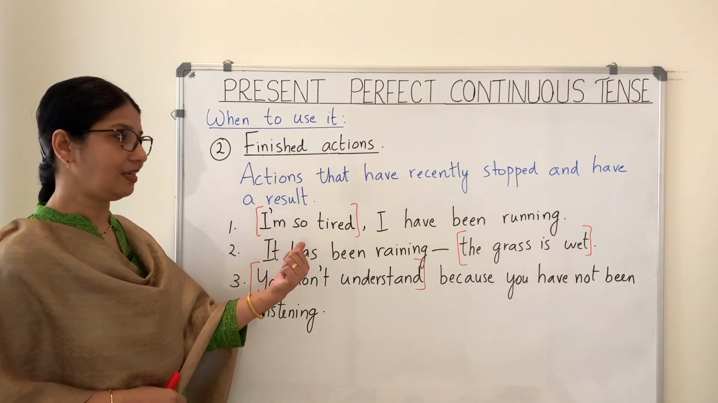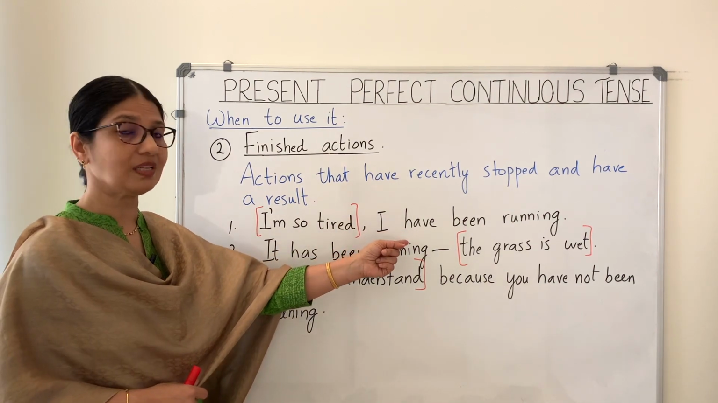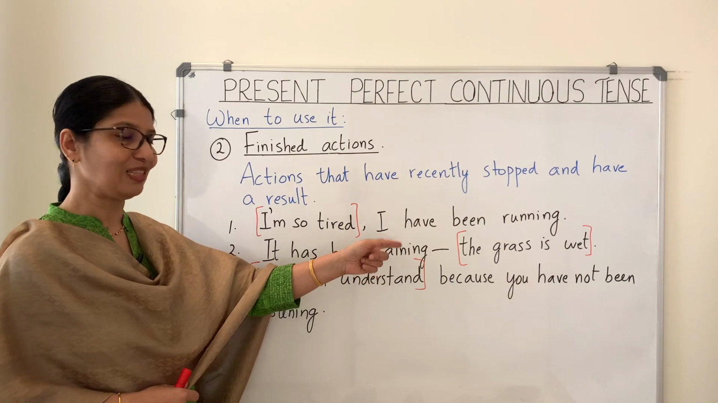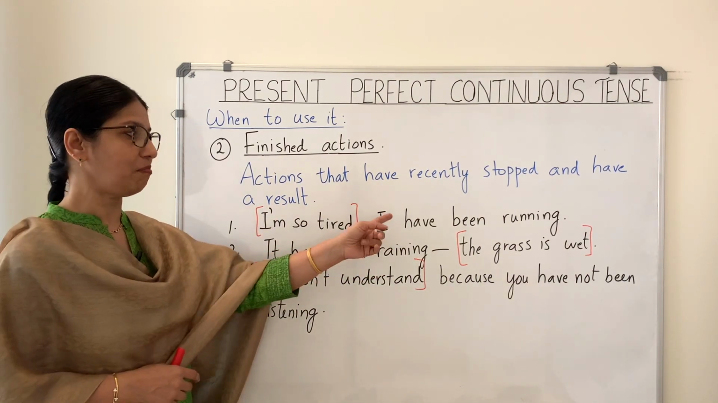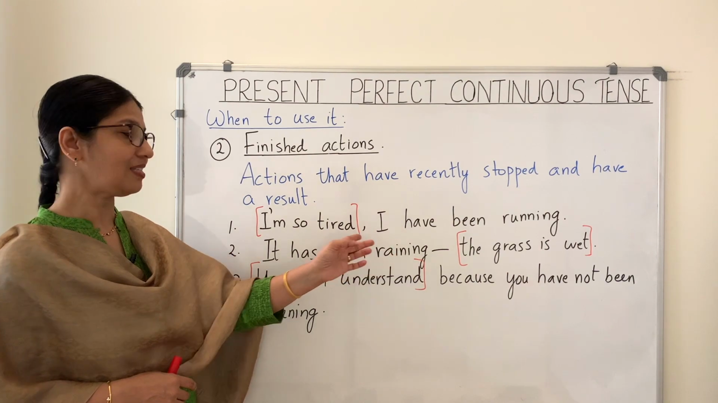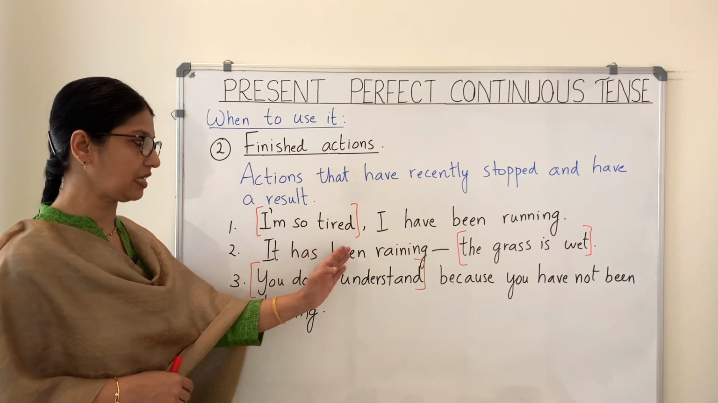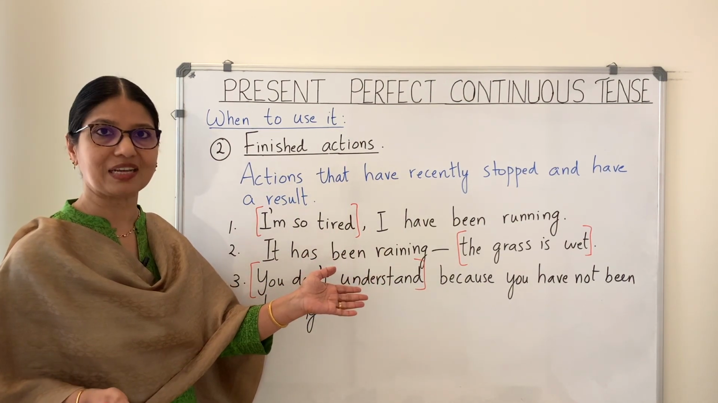So here is the first one for you. I'm so tired, I have been running. So here I have used the present perfect continuous tense, I have been running, and the focus is on the result, which is I'm so tired because of this happening. The second sentence, it has been raining. So the present perfect continuous tense is used. It has been raining. And what's the result of that happening?